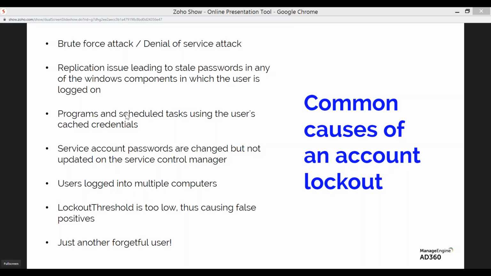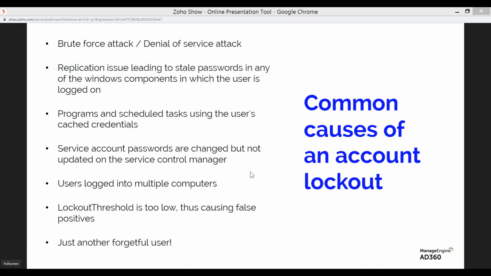There could be instances where a service account password got changed and never got updated in your service control manager. How are we going to address that? We'll be talking about that as well. And yes, irrespective of how effectively you set the password threshold, there are going to be chances that you have false positives. So through and through, we've got quite a lot of cases that essentially cause trouble to us.